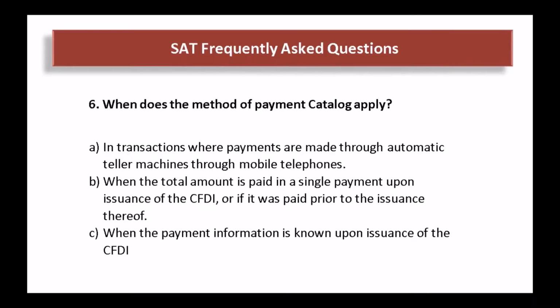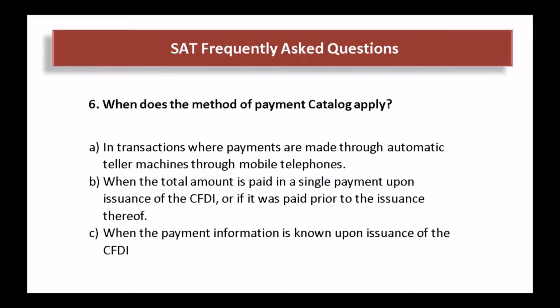Another question: when does the method of payment catalog apply? Well, we have been mentioning this before, and it can be applied in 3 cases. 1, if the transactions are made through an automatic teller or mobile phones, we can use the catalog and we have to use the code because we already know the exact method of payment. 2, when the payment is made in a single payment and it's made prior to the issuance of the invoice, or the CFDI is issued at the moment that the payment is being received, we have to use the catalog and we have to use the code because we already know the exact payment method.